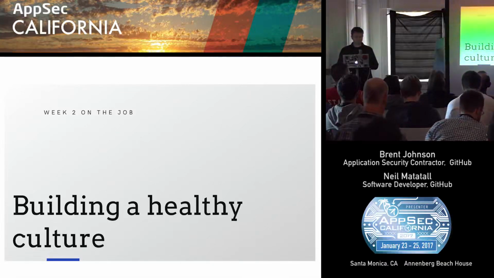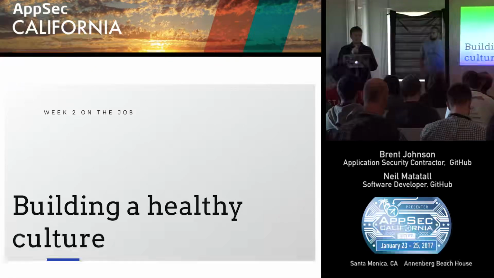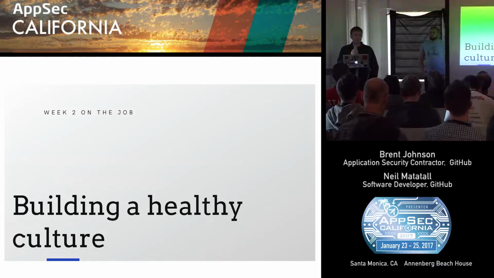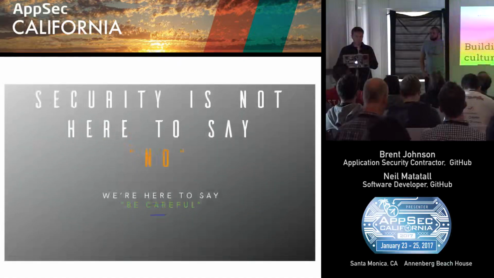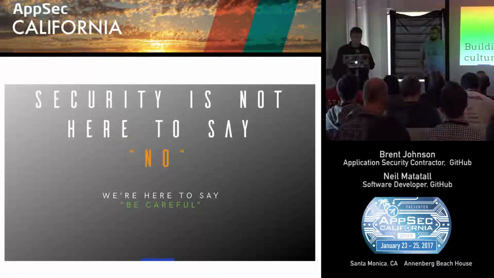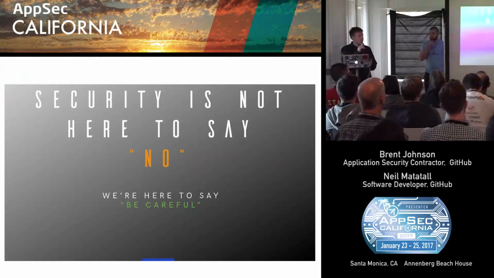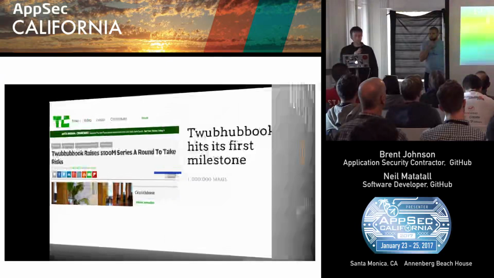And at this point, PubPub has their first cultural win. The engineering team implements two-factor authentication with a little help from security. Just because a feature is related to the word security doesn't mean that only the security team needs to implement it. The security team might have a better idea of the pitfalls of certain choices, and so we'll provide guidance. So when it comes to culture, really the overarching theme of your culture should be that security is not here to say no, we're here to say be careful.